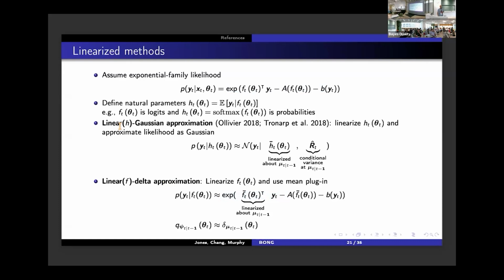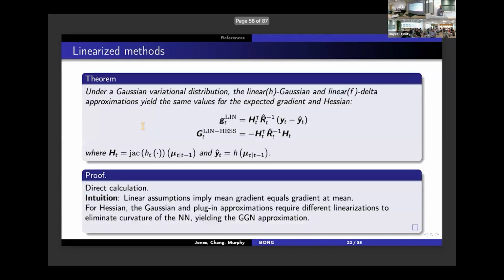Okay, linearizing in one way and assuming a Gaussian likelihood gives you a closed form update. Linearizing in this other way and using a plugin delta function at the prior mean gives you a closed form update, and they are the same. And they look like this.